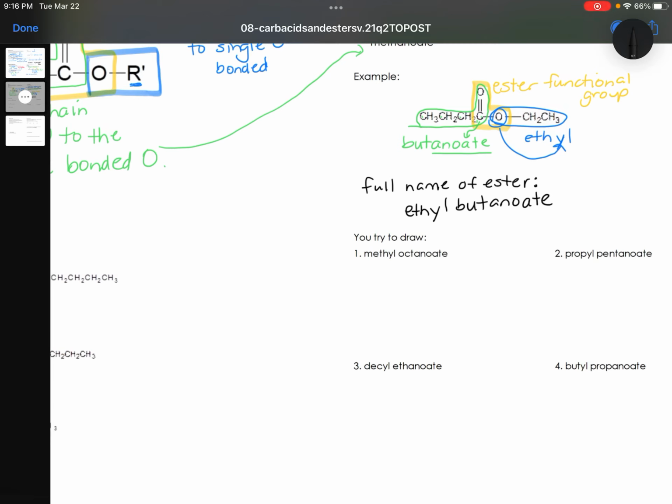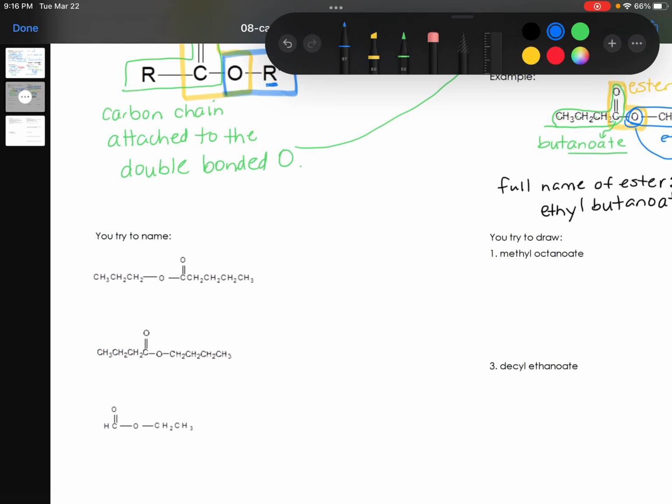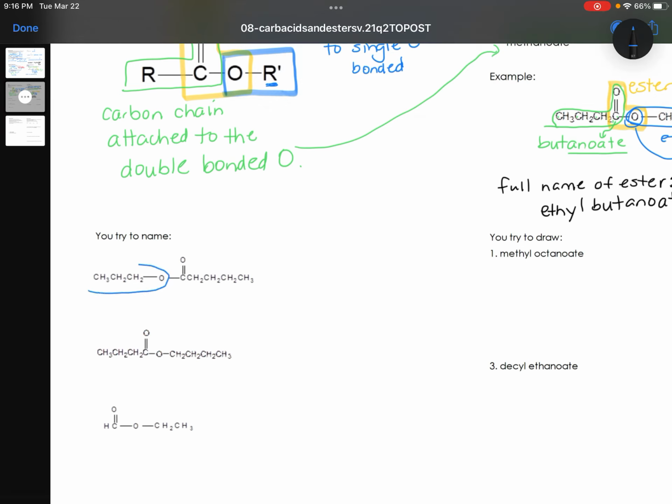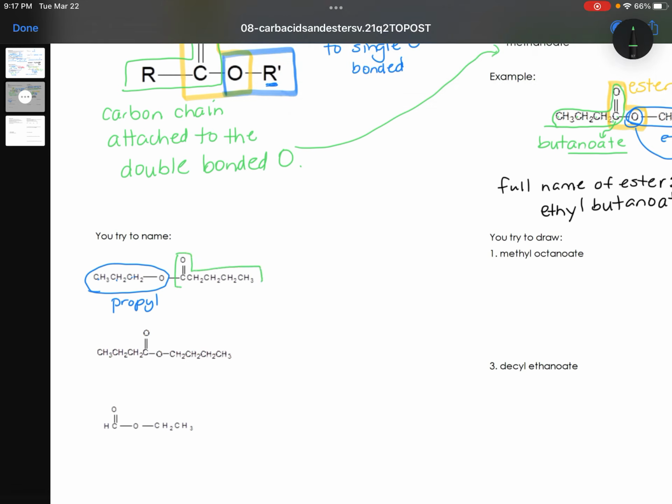So when you have an ester, if you want to continue to use this idea of using a different color for each side, that's fine. It's not about left or right. Again, you can flip the chain. That doesn't matter. It's about what carbon is it, or how many carbons, what's the chain that's attached to the single O. That goes first. So 1, 2, 3, propyl. And then the other side, 1, 2, 3, 4, 5, pentanoate.